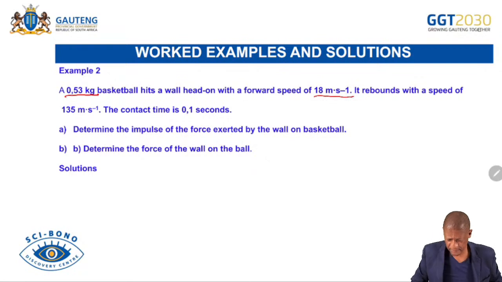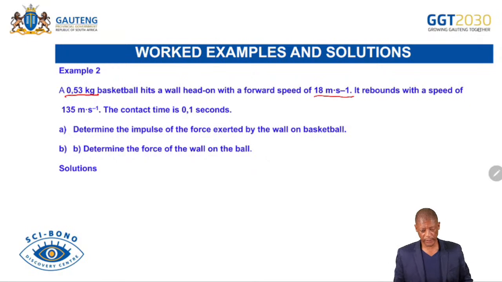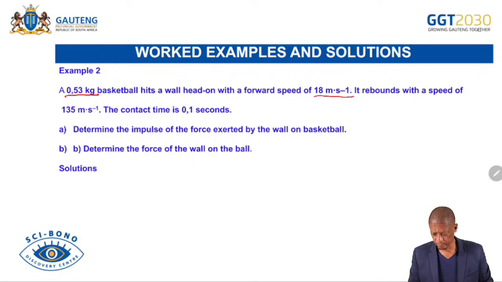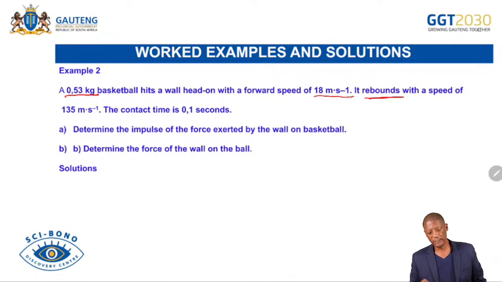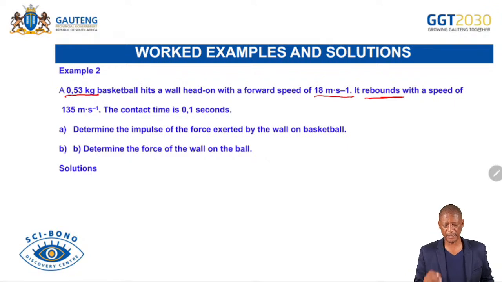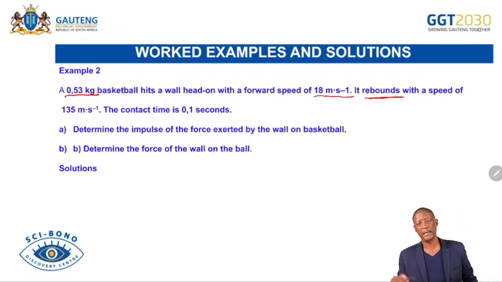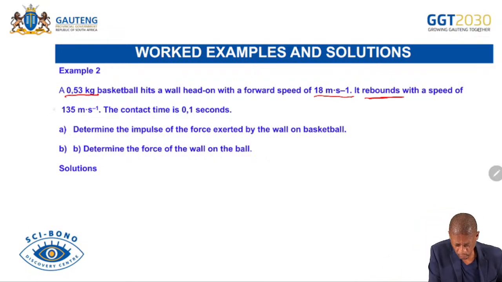It hits the wall head on with this forward speed. You are given the speed. This is the forward speed, in other words the initial speed, which is 18 meters per second. And then it rebounds. All the words, they give you meaning. When it rebounds, it is getting back, so the final velocity will be negative: minus this velocity.